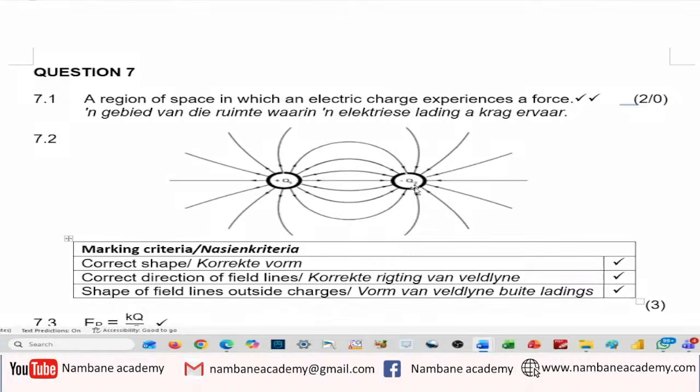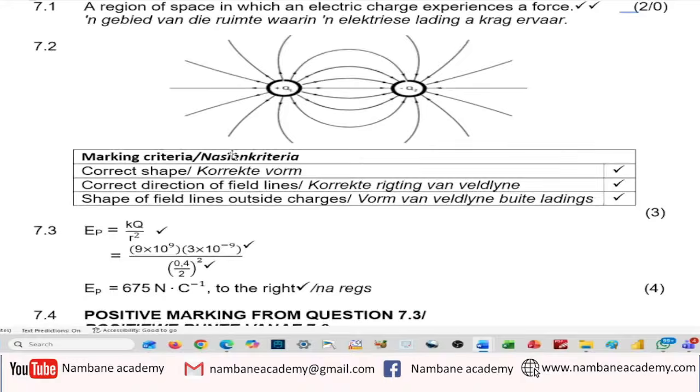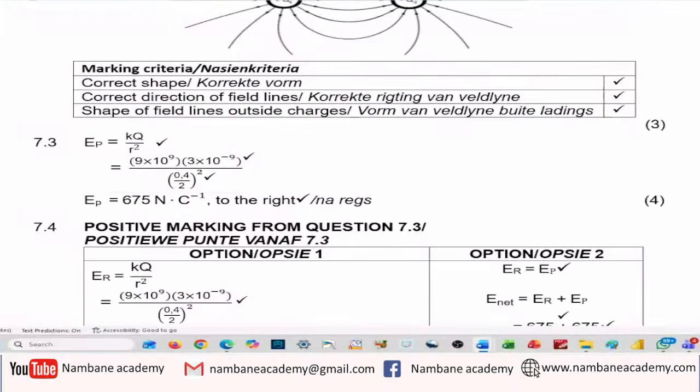For instance, if there is one field line that does not touch the charge, then what do we do? How do we deal with such instances? If there are field lines that are moving into the sphere, how do we deal with that? We'll make a note on that also. But in terms of the marking of the field line, correct shape, direction of the field lines, each field line must have direction, shape of the field lines outside the charges. I think I've explained that. Then that will be how we are supposed to mark question 7.2. And then we move on to 7.3.